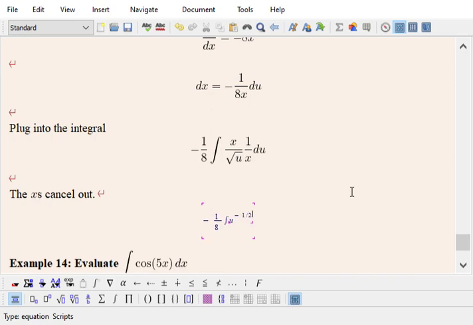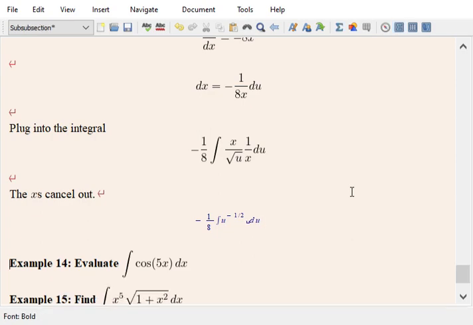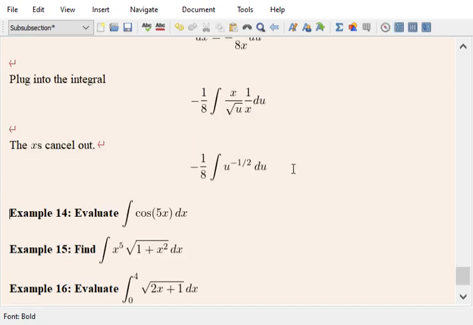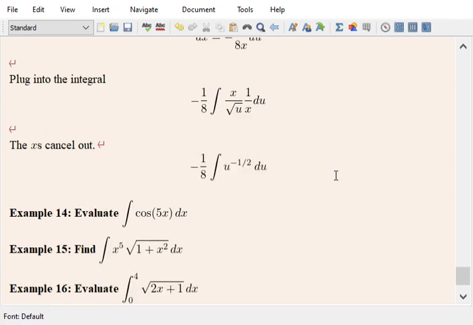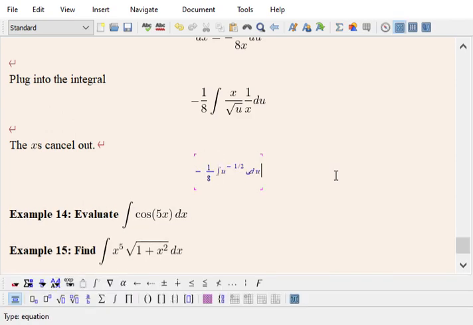Well, we're going to do the power rule, so let's go ahead and write that as u to the power -1/2 instead, right? The 1/2 comes from the square root. The negative comes from the fact that it's a reciprocal. It's in the denominator. Yeah, and we're almost done. Now we just got to do the power rule.